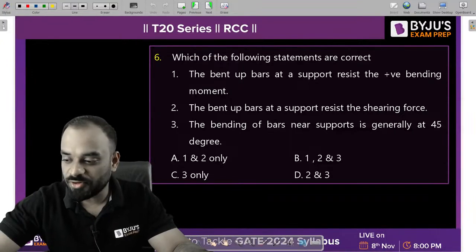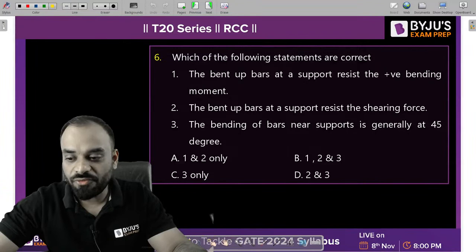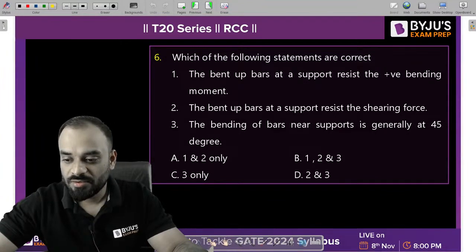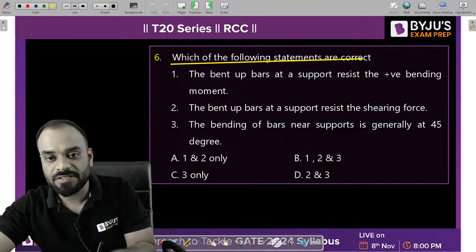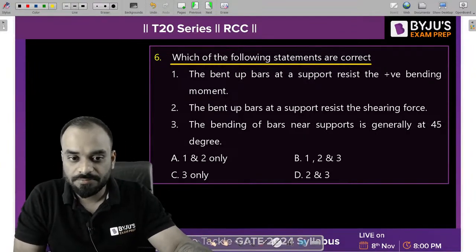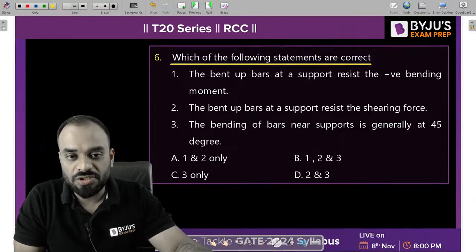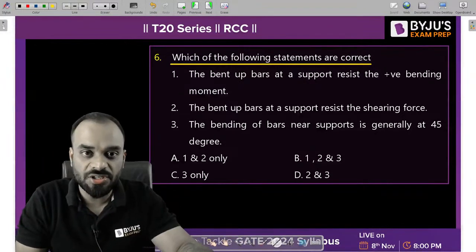Next question in front of you, guys. Which of the following statements are correct? Tell me, guys. Which of the following statements are correct? 1 mark question. Which of the following statements are correct? Kindly read the question very carefully, okay?